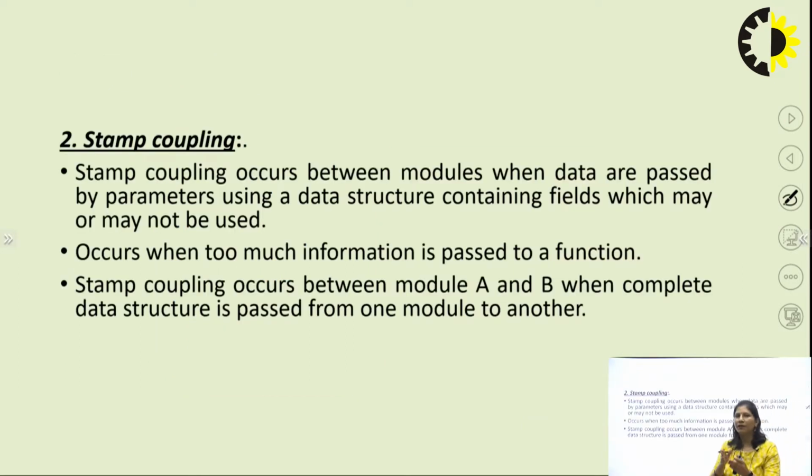Another type of coupling, as we are moving upwards towards more coupling, that is towards high coupling. Stamp coupling occurs between modules when data are passed by parameters using some data structure. That means the information is increasing. Previously we were sending only one data item. Now the information is increasing.